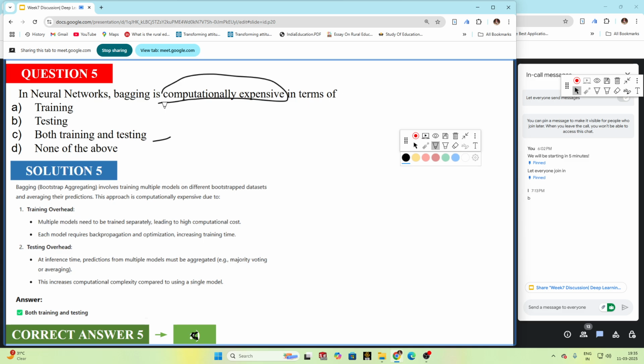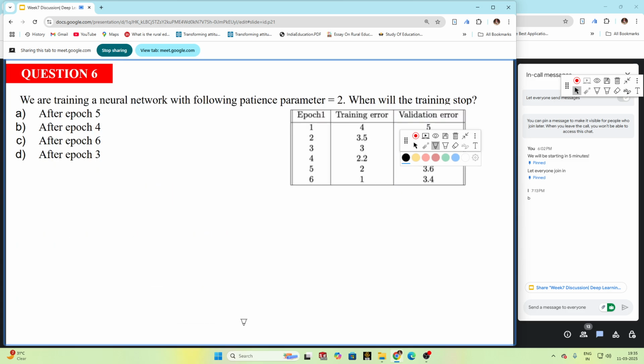So that is why this ensemble method, in terms of bagging or anything, is computationally expensive in terms of both training as well as testing. So C is the right answer. There's a mistake here, so C is the right answer. Now let's move on to the next question.